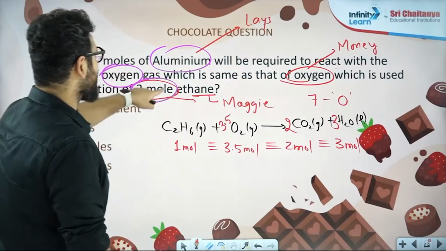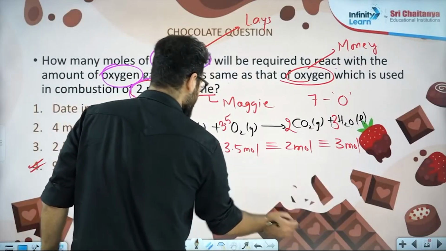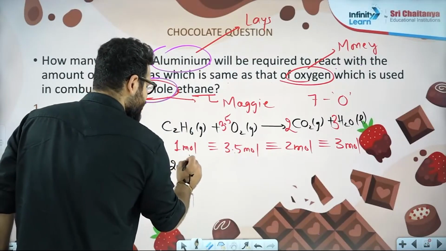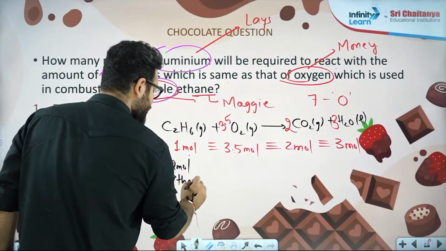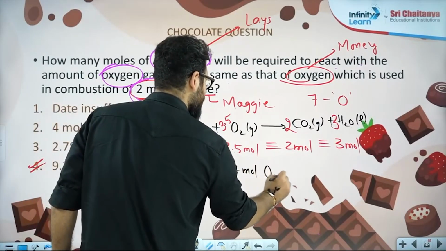How much oxygen is required for 2 mole ethane? So we can see that here ethane is known. 1 mole ethane requires 3.5 oxygen. So 2 mole ethane will require 7 mole oxygen.